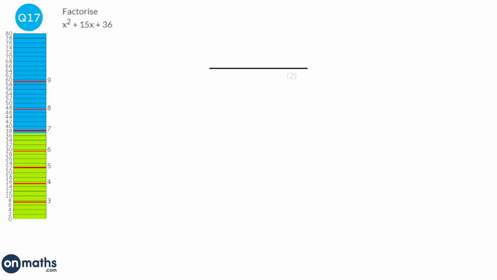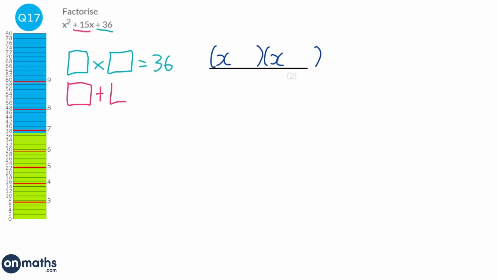So here we're asked to factorise a quadratic, and our answer will be x plus or minus something, x plus or minus something. So it'll be 2 sets of brackets with an x at the start. To find out what's in the bracket, we look at the 36 there, and we know we're going to have to multiply 2 numbers together to make that 36. And we look at the coefficient of the x, that 15, and we know we're going to have to add these numbers together to make that 15.